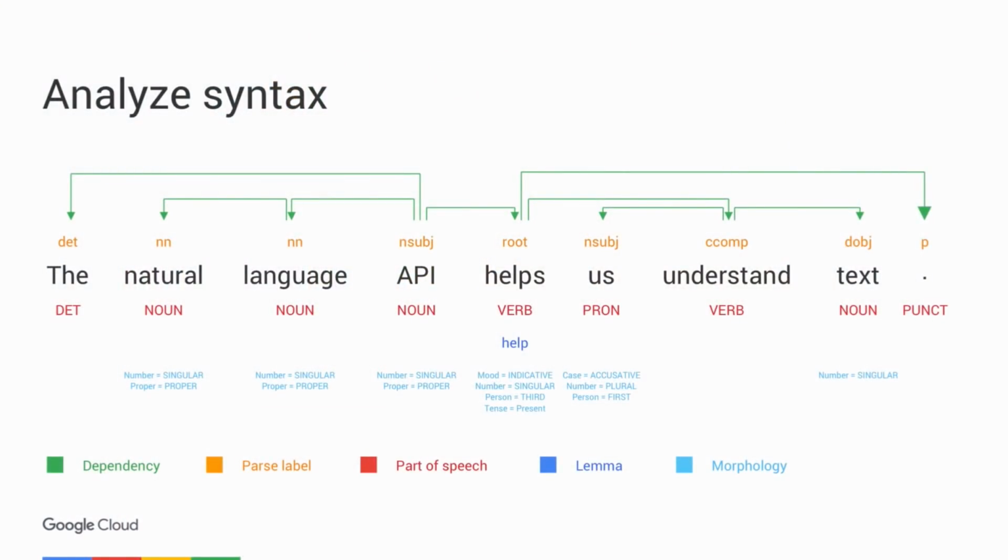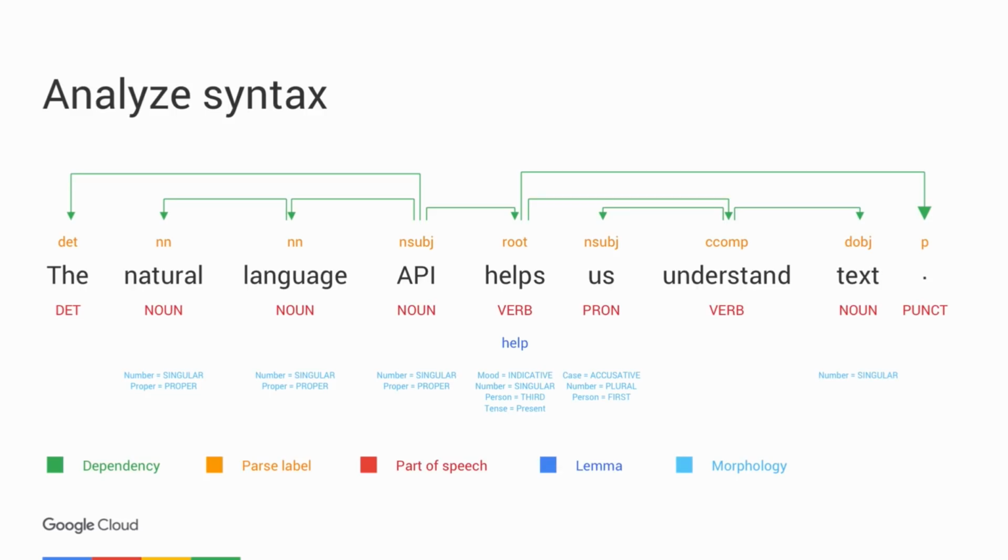The first feature I want to show you is analyzing syntax. And to do that, I have this example sentence. The Natural Language API helps us understand text. What I'm going to show you is a visualization of the JSON response we'll get back from the Natural Language API. The first thing it gives us is what we call a dependency parse tree. This tells us how different words in the sentence relate to each other.